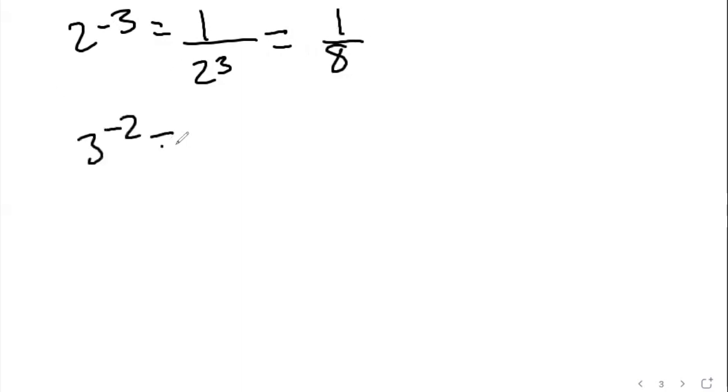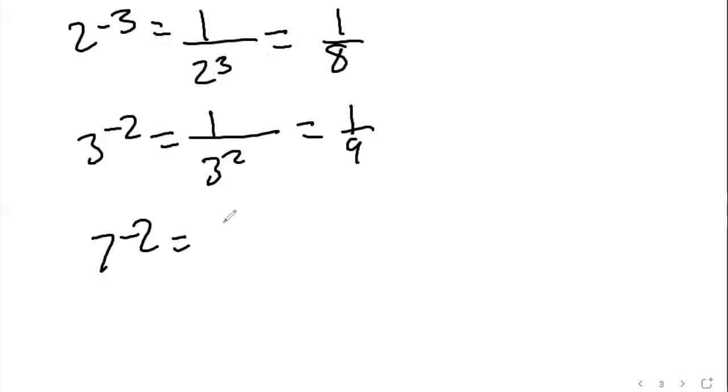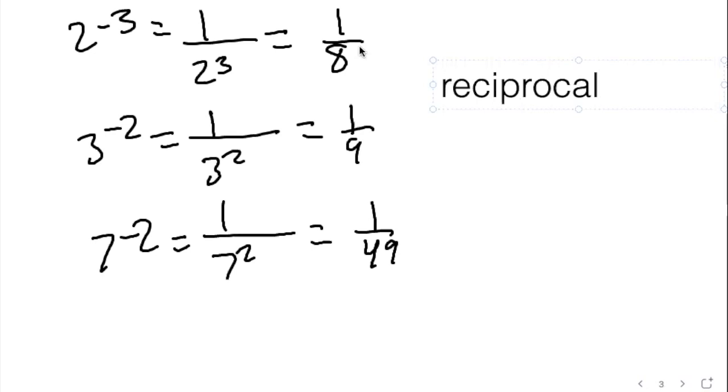3 to the negative second power, that would be 1 over 3 to the second power. So your answer is 1 over 9. 7 to the negative second power, that would be 1 over 7 to the second power. So your answer is 1 over 49. Do you remember the fancy math word reciprocal? Reciprocal. That's exactly what's going on here. When you have a negative in the exponent, you have to do the reciprocal.